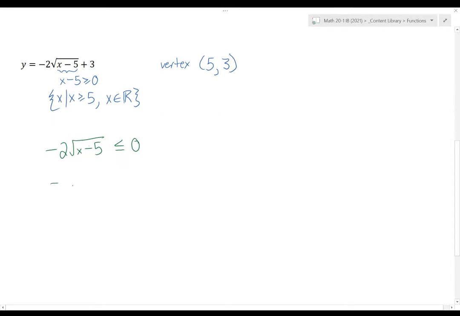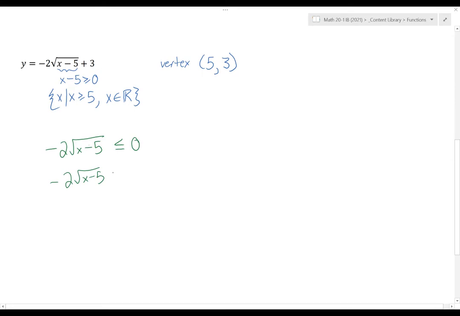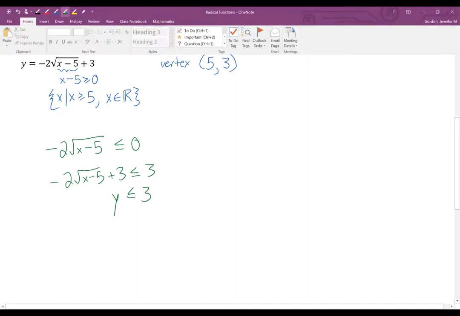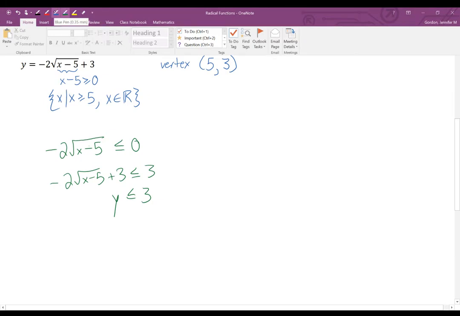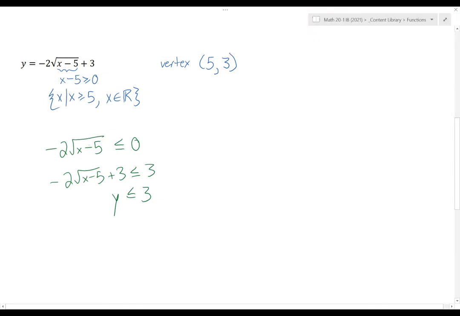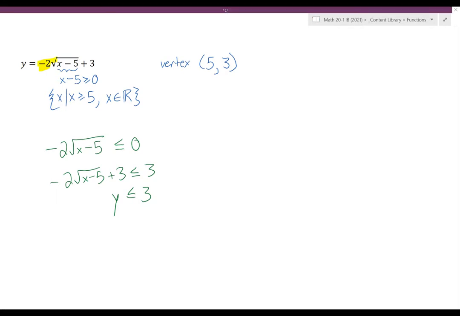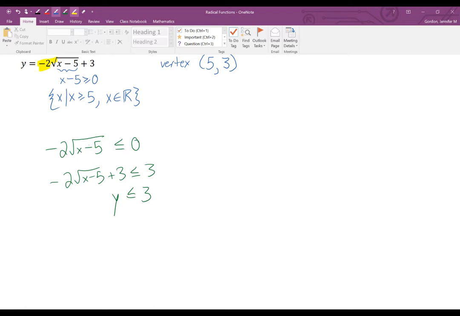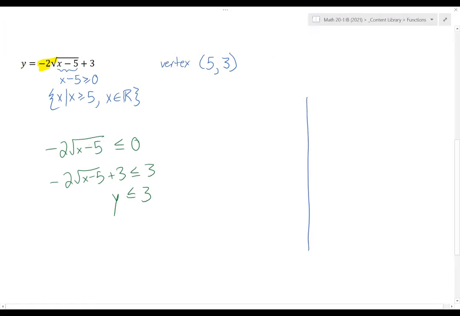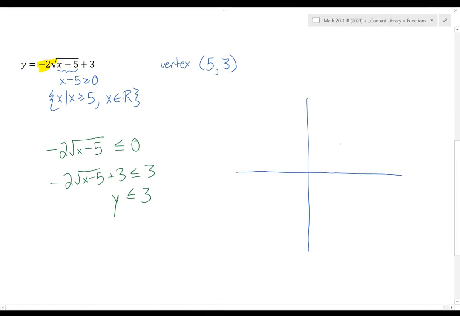And then once I add 3 onto both sides of this inequality, it's going to be less than or equal to 3, which means y is less than or equal to 3. So what we suspected from quadratics, that the vertex start point for y would be 3, is true. And also what you might have suspected from quadratics, that this would open downwards because we have a negative 2, is also true. Y is less than or equal to 3 instead of greater than or equal to 3 in this case. So to sketch this, I have the vertex at (5, 3), so right there.